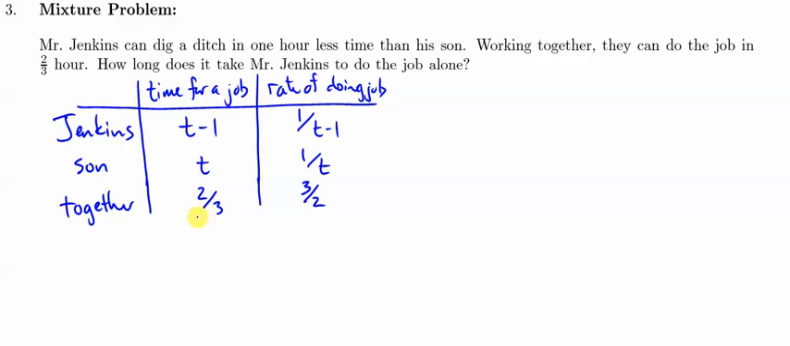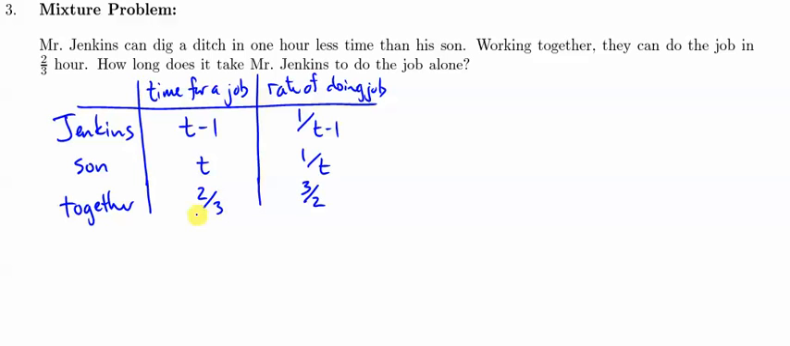We're also told the time it takes for them to do the job together. Now, what we want to do with mixture and rate problems is think about rates of doing the work or the jobs or what have you. Sometimes it's filling a container. Now the rate is the reciprocal of the time. So 1 over t minus 1 is how quickly Jenkins on his own can do a job based on time. The son, 1 over t, and together 3 over 2, or 1.5 jobs can get accomplished in an hour.